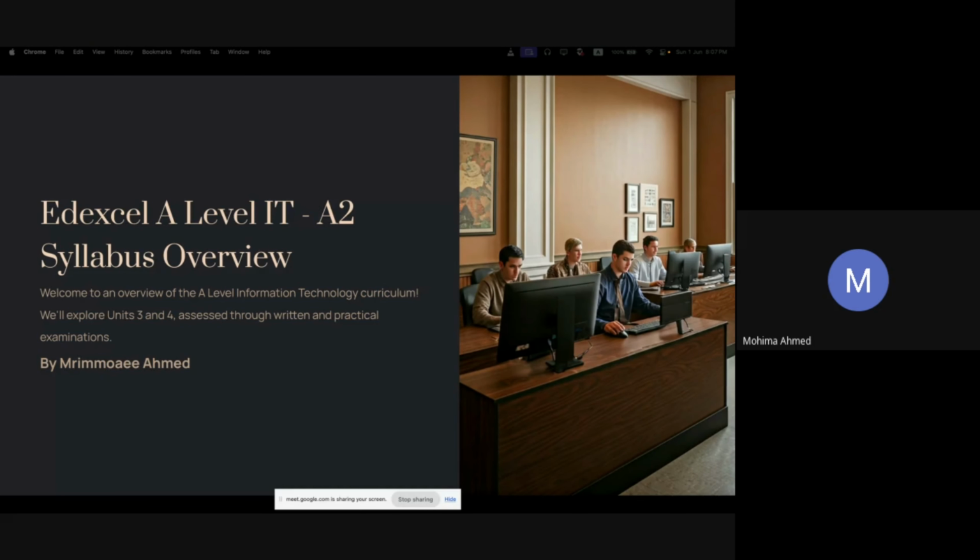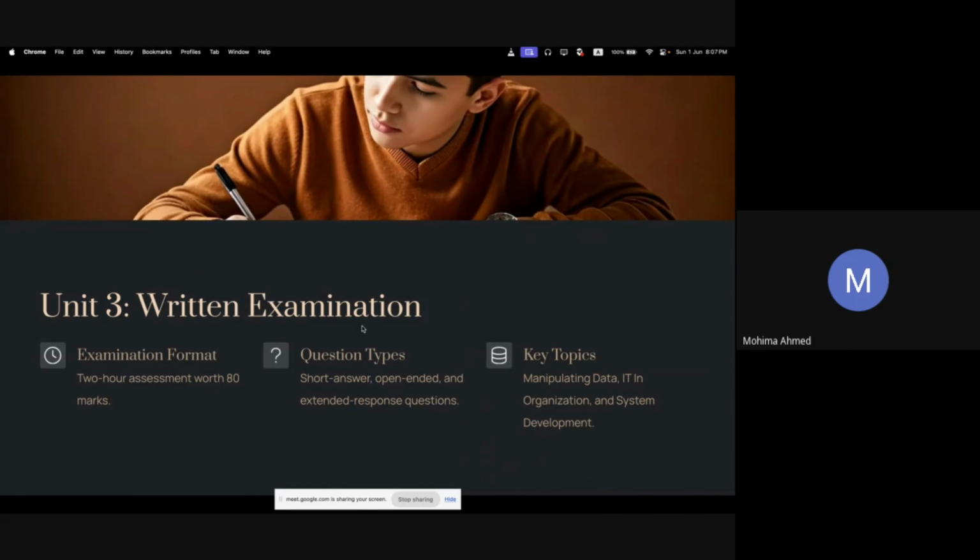Okay. So when it comes to A2, A2 is similar to Unit 1. We have an examination format, which is 80 marks, and it will be 2 hours. There will be open and short-ended questions, right? So when it comes to the longer questions, you will get a 12 mark question, and you also get a 6 mark question, in a similar way to Unit 1.